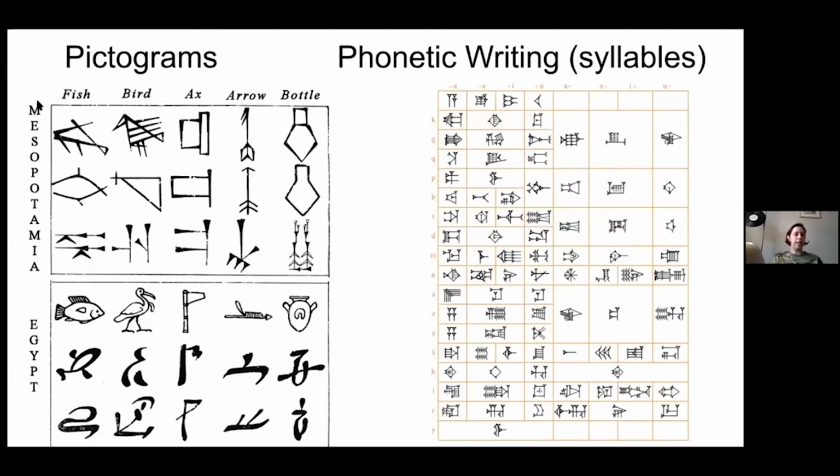But look at them compared to Egypt. Look at their fish. It was drawn out beautifully, wasn't it? Very representational. Right, exactly. And so you can see the evolution.